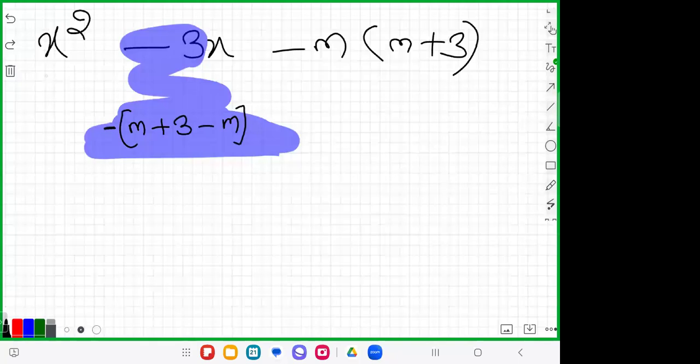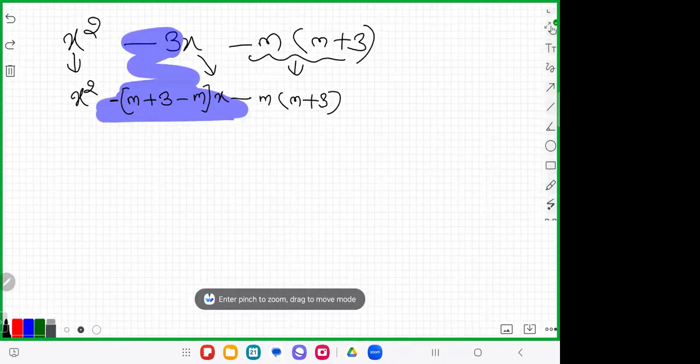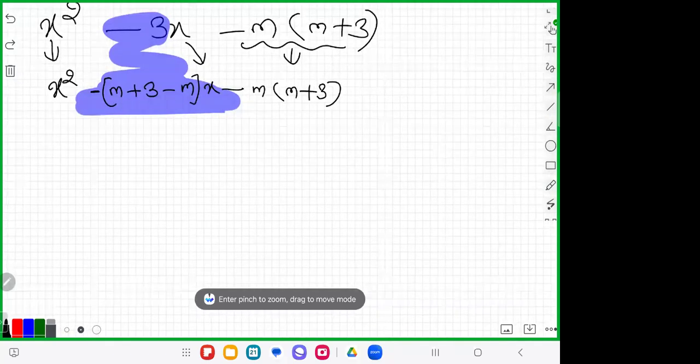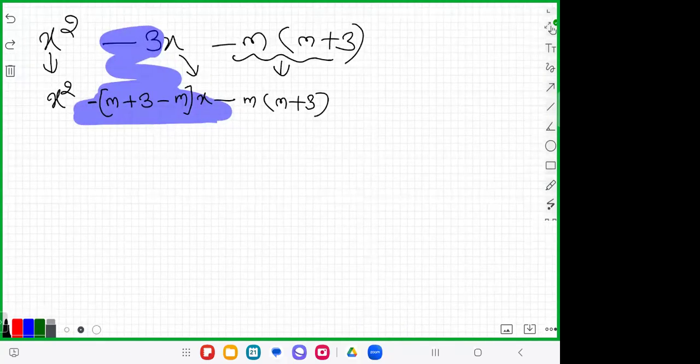So the first is x square. X square is x square. We split only the middle term. We change the middle term minus 3 as minus of m plus 3 minus m. And the minus m into m plus 3 part has no change. This is the first step. X square minus 3x minus m into m plus 3 is changed as x square minus of m plus 3 minus m into x minus m into m plus 3.